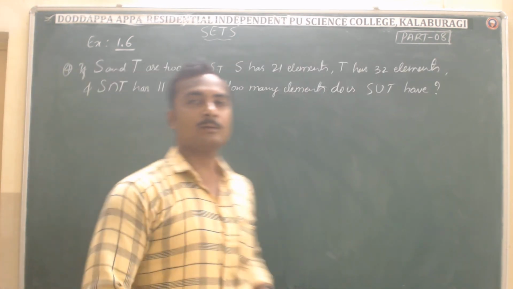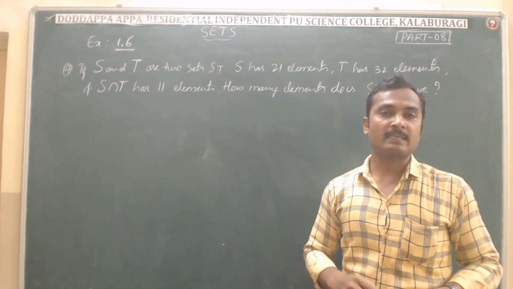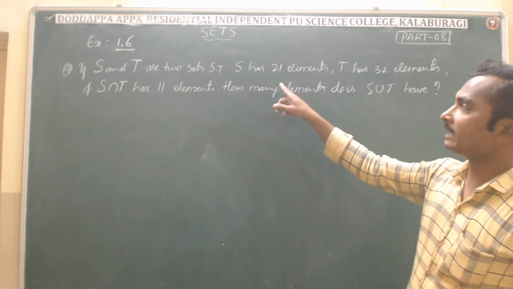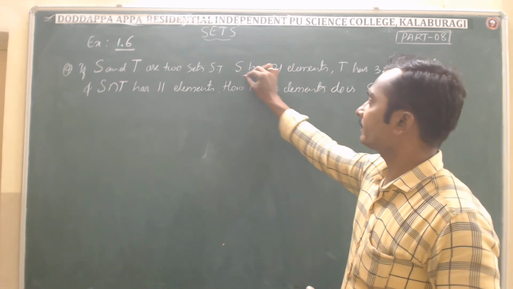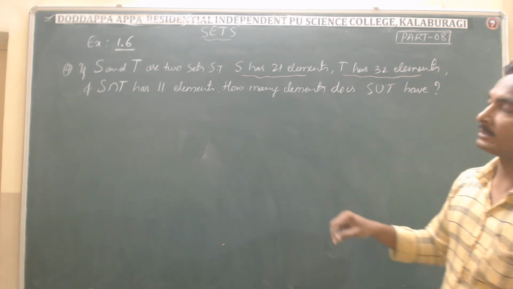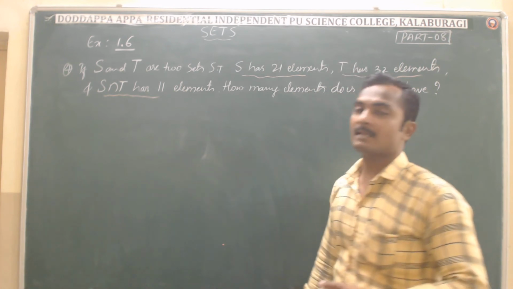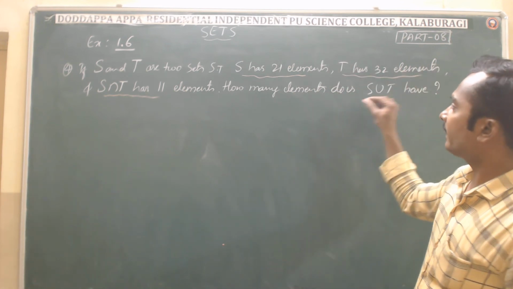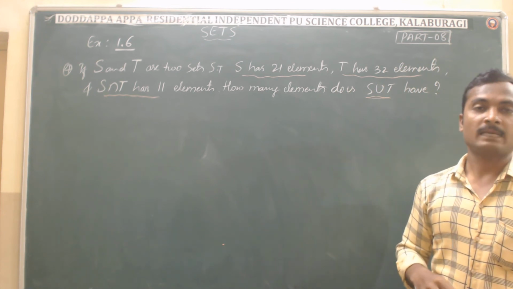Okay students, so the fourth problem is, if S and T are any two sets, S has 21 elements, and T has 32 elements, and S intersection T has 11 elements, then we need to find the total number of elements of S union T.